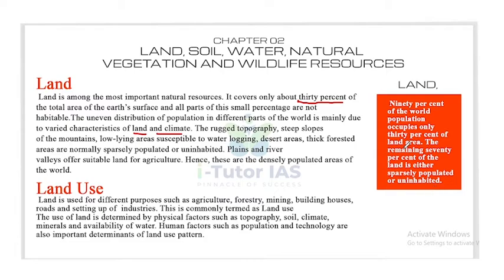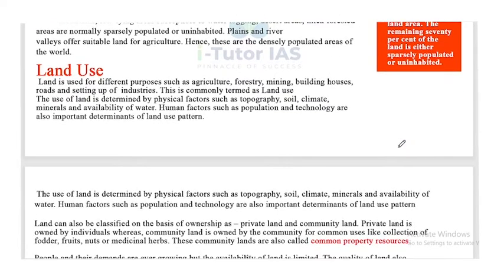Now, land use. Land is used for different purposes such as agriculture, forestry, mining, building houses, roads and setting up of industries. This is commonly termed as land use. That is how we use the land. The use of land is determined by physical factors such as topography, soil, climate, minerals and availability of water. So these are important factors that determine the land use. First one is topography, then soil, climate, minerals and availability of water.